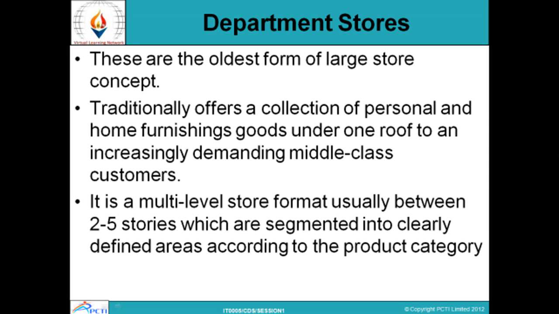It is a multi-level store format, usually between 2 to 5 stories, which are segmented into clearly defined areas according to the product category. So 2 to 5 stories are there on which different products are kept, like on the first floor the home furnishing goods are there, on the second floor the garments are there. In this way the product categories are divided according to the floors. On one floor only one product range is kept, like the garments of boys as well as girls, or home furnishing products.